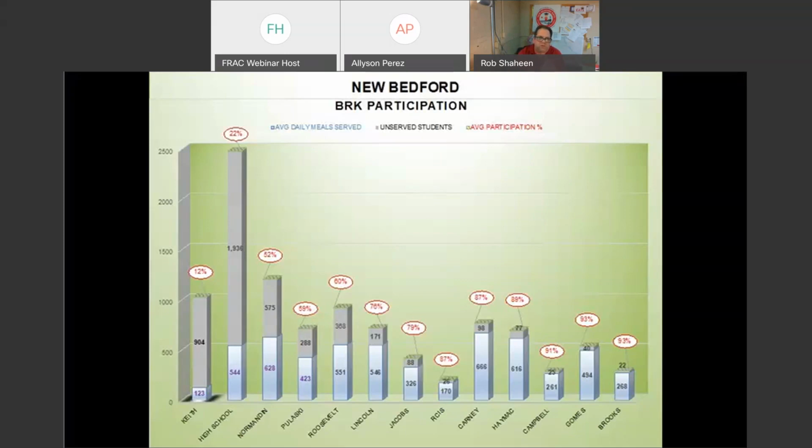Same thing at the high school. The opportunity there to get more meals to those students is tremendous. It just makes a difference in your program in terms of the revenue streams you can bring in. So that's what you need to do. You need to break it out and see the areas in your school district where you can try to increase participation to get those numbers up. Next slide, please.